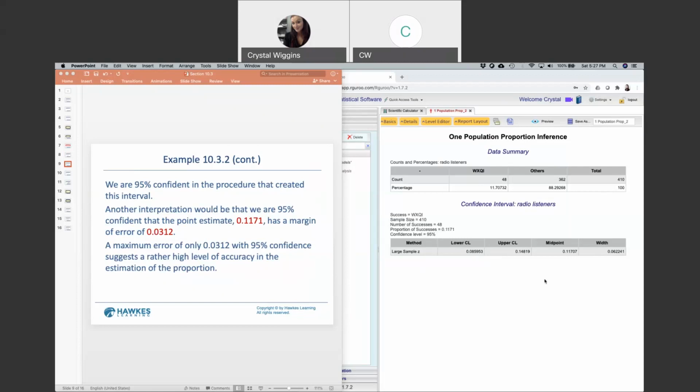So in order for us to do the margin of error quickly, remember the formula is that p hat plus or minus this margin of error. And we know that p hat is 0.1107. No, just kidding.